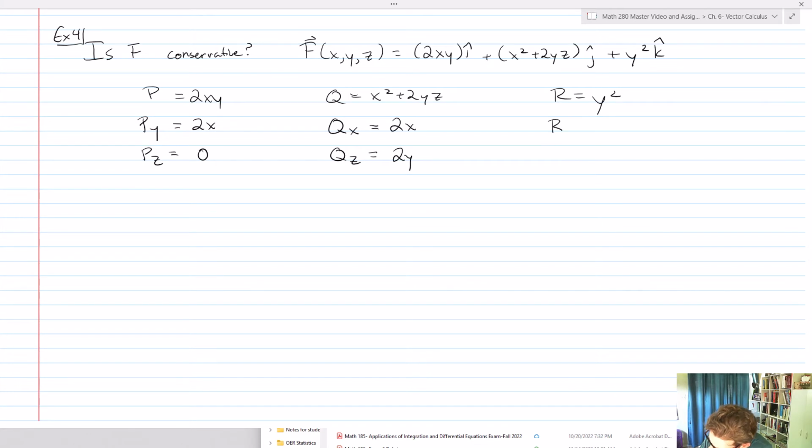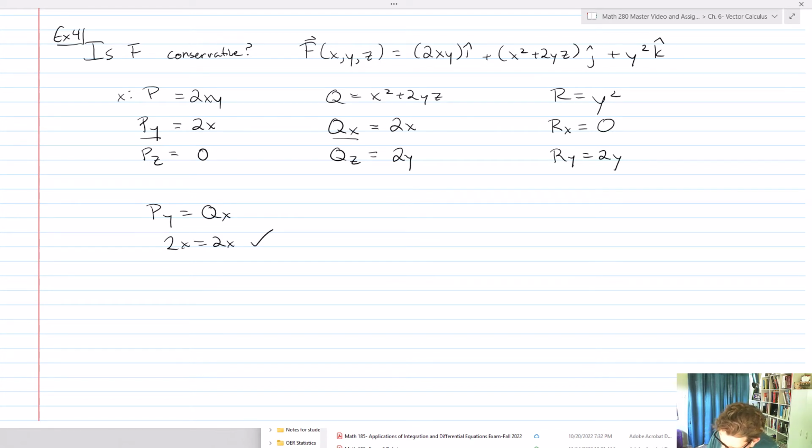And then rx is going to end up equaling 0, and ry is going to equal 2y. So now we need to actually go in and make sure that the ones that we want to have match. Remember that x is like our p, so we want py and qx to match. So py has to equal qx: 2x equals 2x, check.